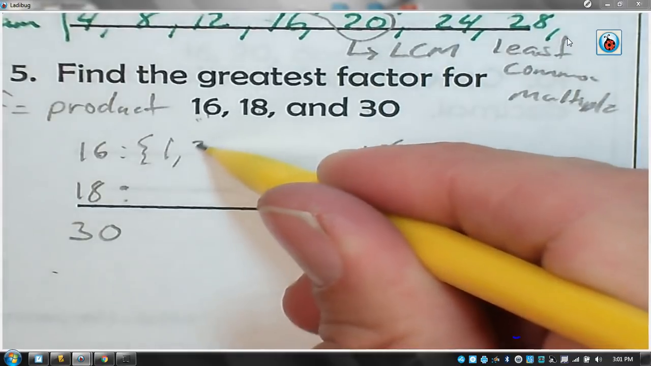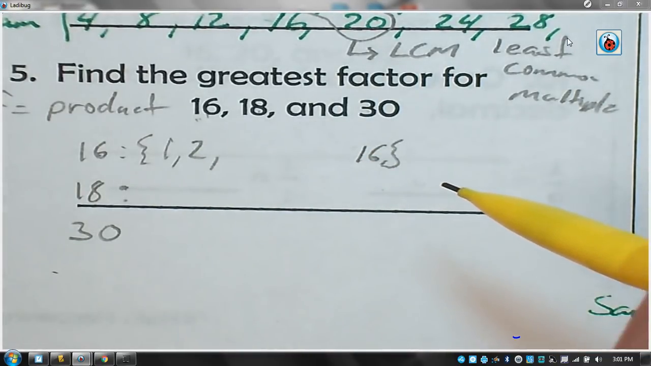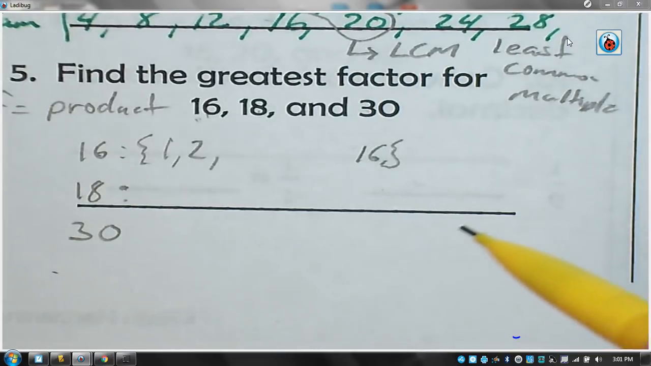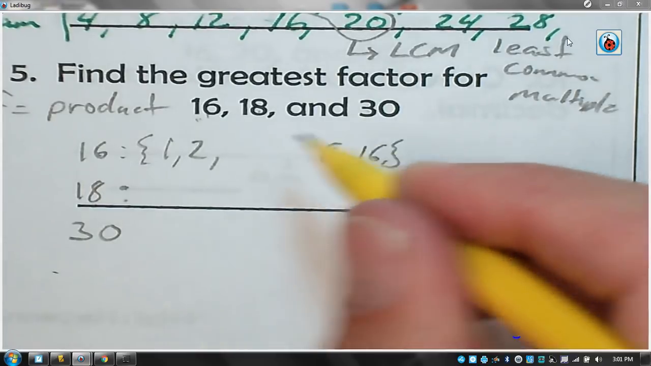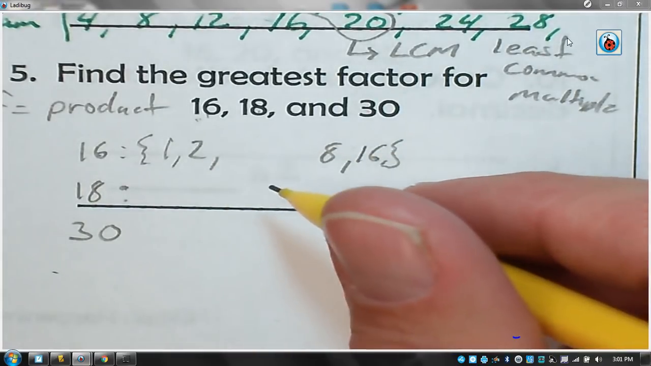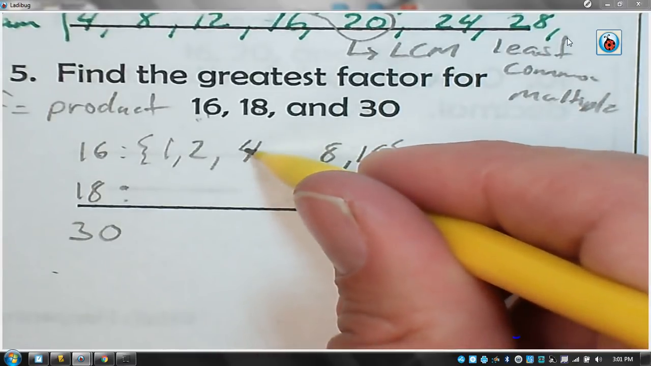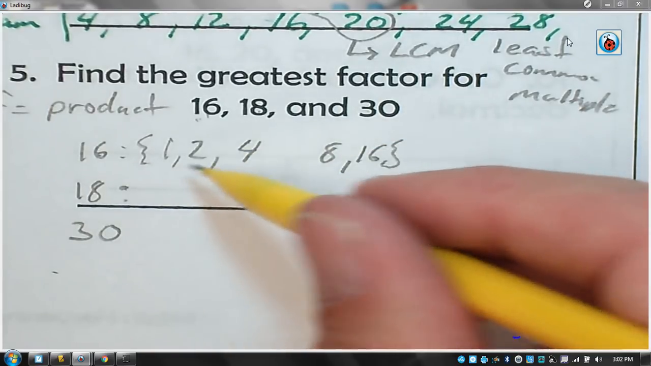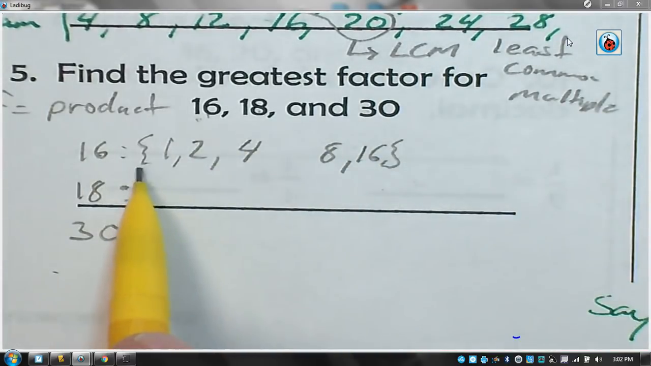And 2 times something is 16. What is it? 2 times 8 is 16. Perfect. And then 3 can't go into 16. How about 4? Yep, 4 goes into 16 4 times. So 4 times 4 is 16. 5 can't go, 6 can't go, 7, 8 goes. We are good. These are all the factors of 16.